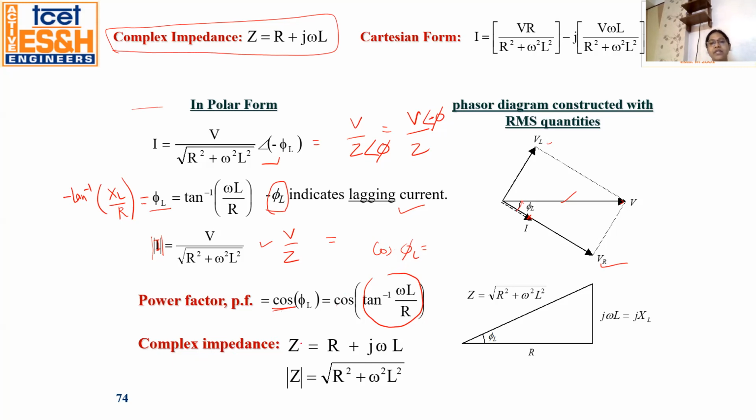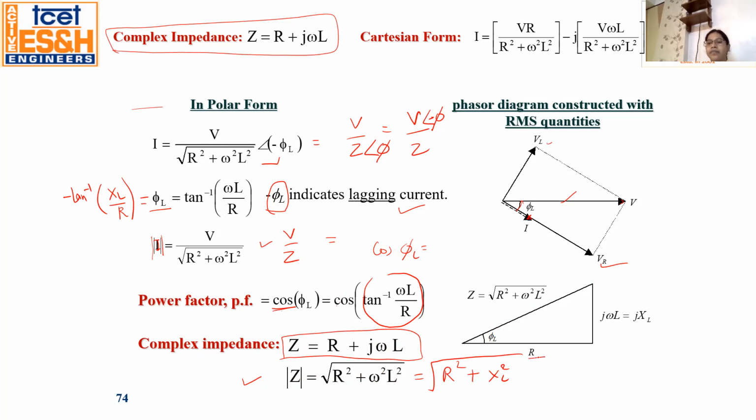Now the complex impedance is R plus j omega L, and the magnitude of the impedance is the square root of R square plus omega square L square, or R square plus XL square. So this is the impedance triangle also.